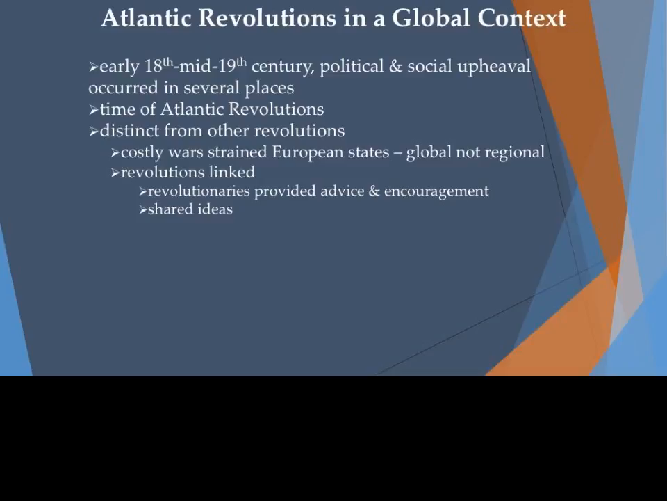Revolutionaries provided advice and encouragement to each other, and they shared a common set of ideas. So while the Atlantic revolutions did not occur in a vacuum, there were several aspects of the North American, French, Haitian, and Spanish American revolutions that make them distinct and clearly part of an identifiable phenomenon in the Atlantic Basin. Importantly, these revolutions show how Europe, the Americas, and Africa were increasingly interconnected in the post-Columbian world.